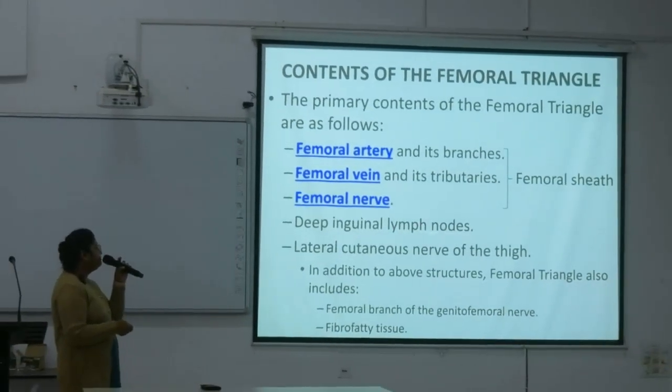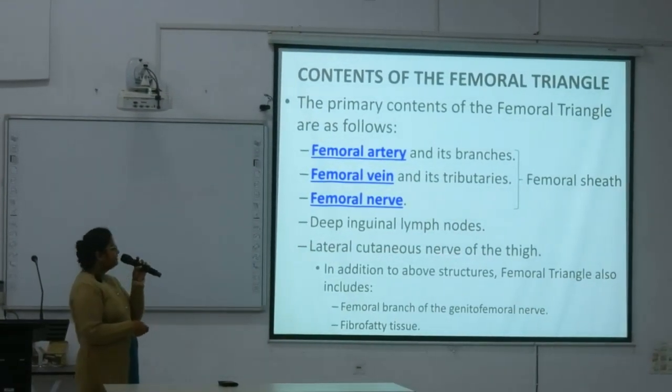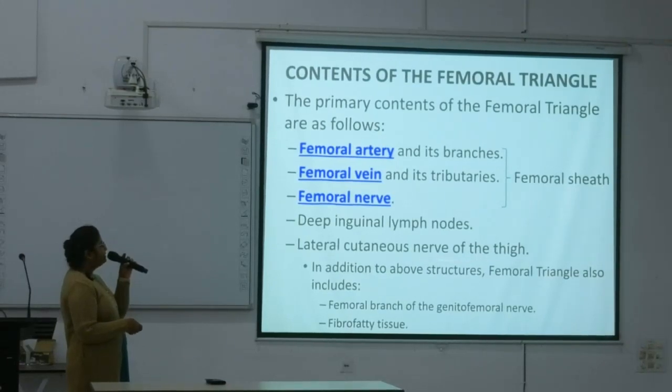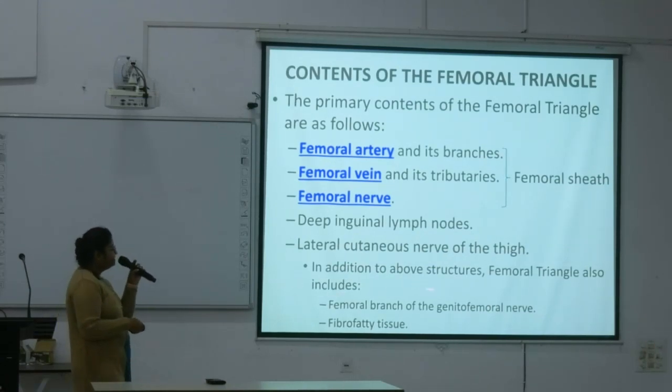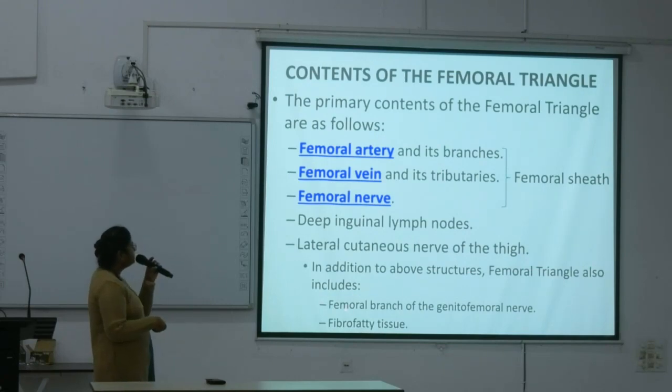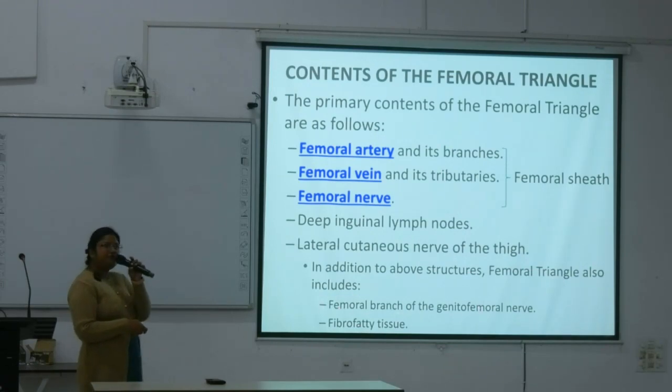Deep inguinal lymph nodes, three lymph nodes are present, and the lateral cutaneous nerve of the thigh, which is a direct branch from the lumbosacral plexus, not a branch from the femoral nerve. In addition to the above structures, the femoral triangle also includes the femoral branch of the genitofemoral nerve and fibrofatty tissue. And these two structures, femoral artery, femoral vein, and another compartment, the femoral canal, these three compartments are included within the femoral sheath, but the nerve is not included within the femoral sheath.